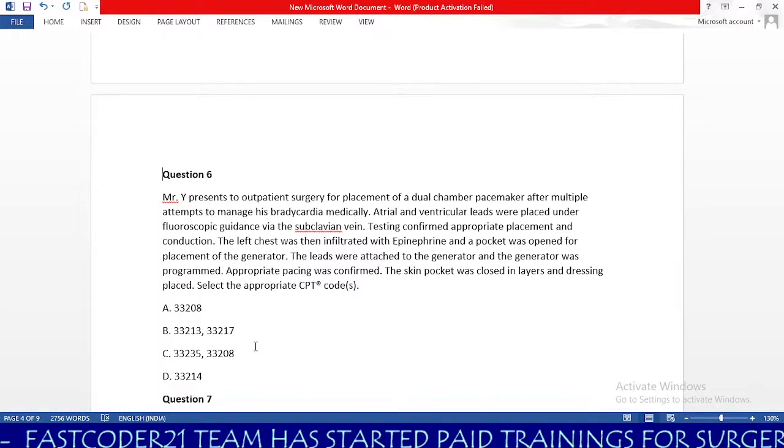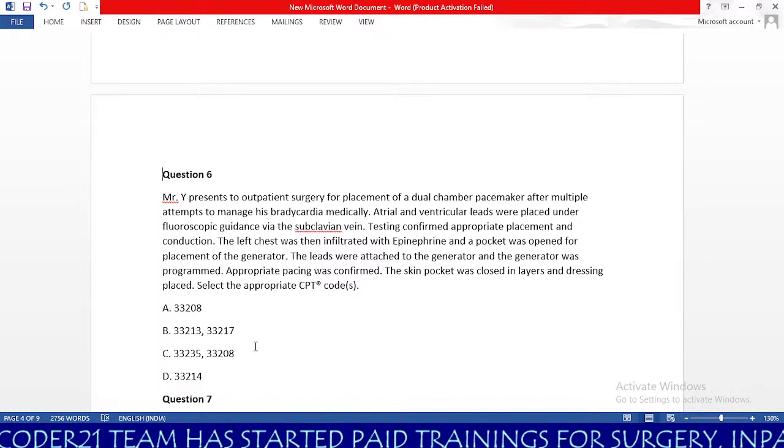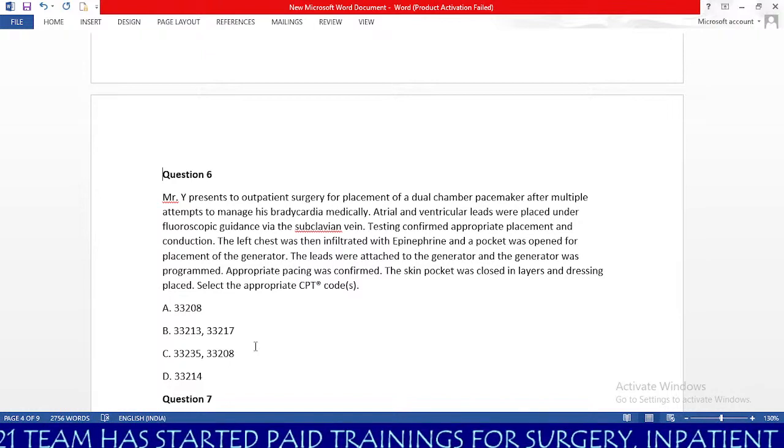So wherever you go, you need to find the keywords. So if you know the keywords, you can code properly.